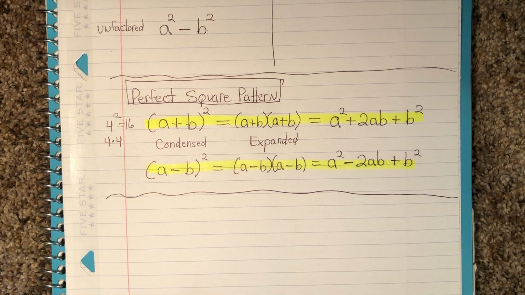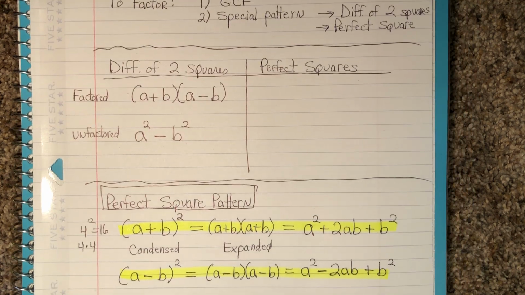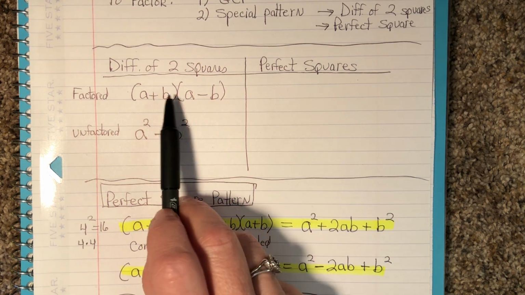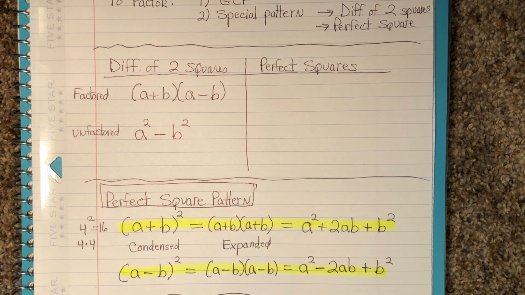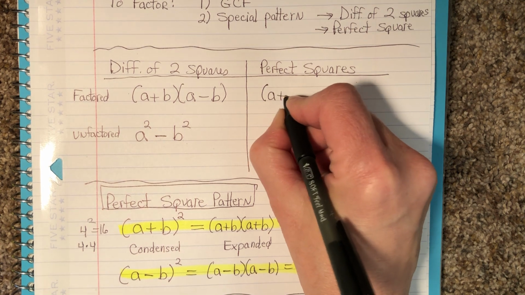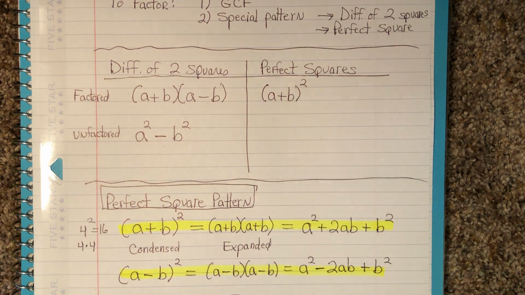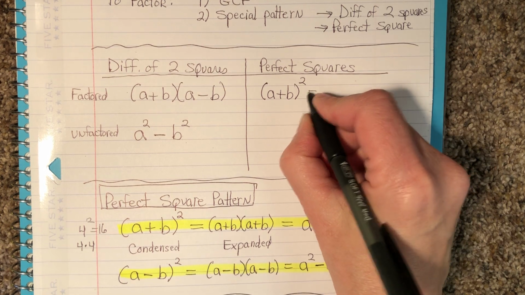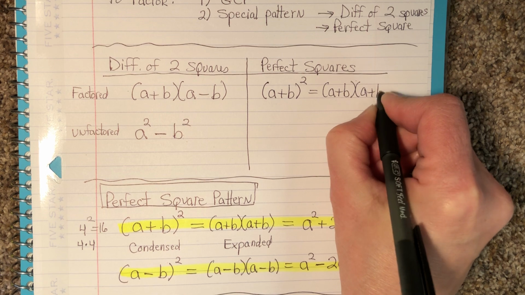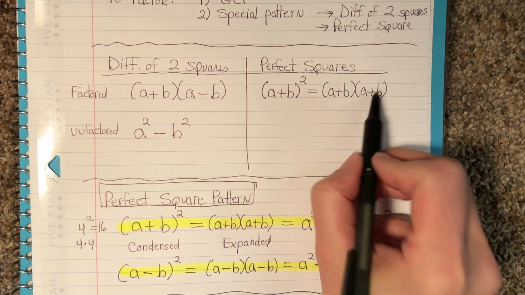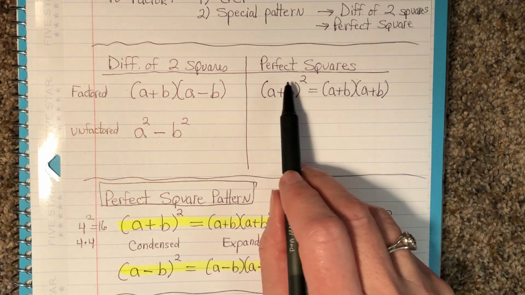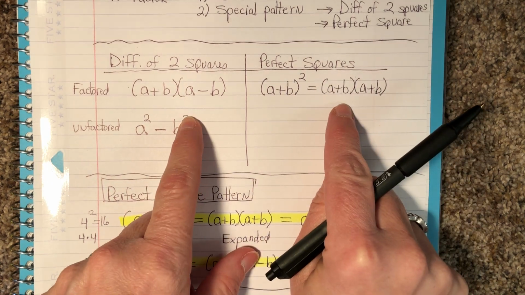Now let's go back up here and compare the difference of two squares and a perfect square. Factored, the difference of two squares has a plus in one parenthesis and a minus in the other. Perfect square looks like A plus B squared, which means A plus B times A plus B. Both parentheses are exactly the same. Here, the signs are different. So really watch out for that. They kind of look alike.